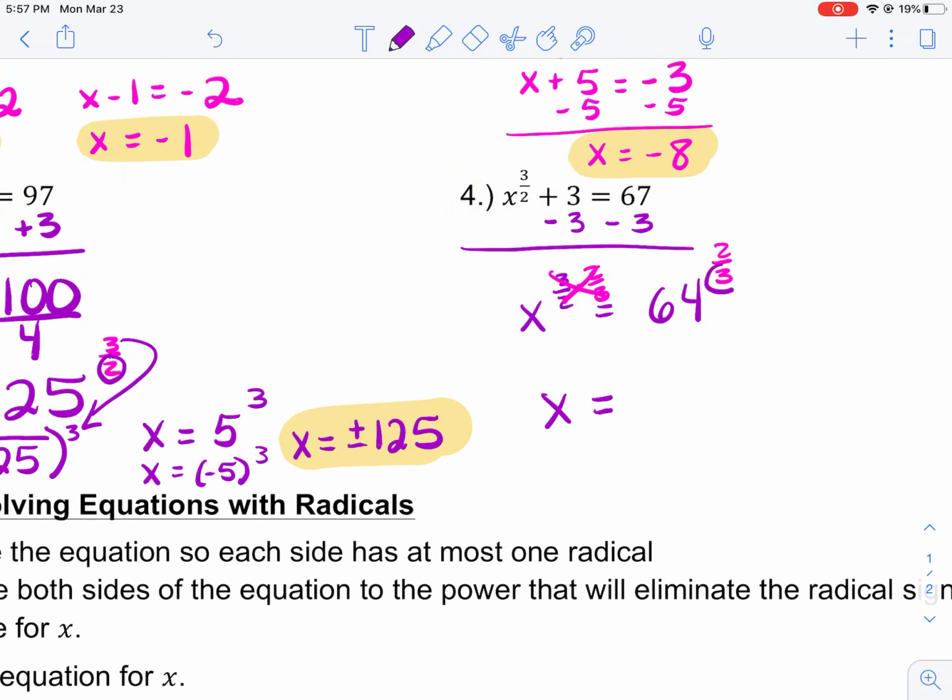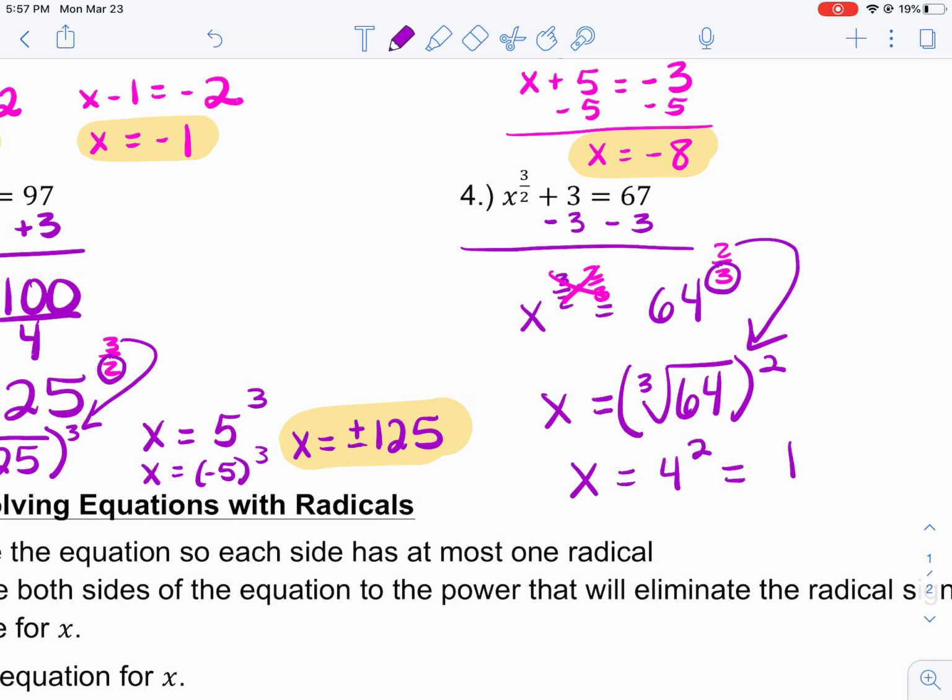So when we raise to the 2/3, we just get x equals. And now we're going to write this in radical form. The 3 tells me to take the cubed root of 64. The 2 on top tells me to square my answer. So if you do the cubed root of 64 in a calculator, you get 4, and 4 squared equals 16. And so the answer is x equals 16.